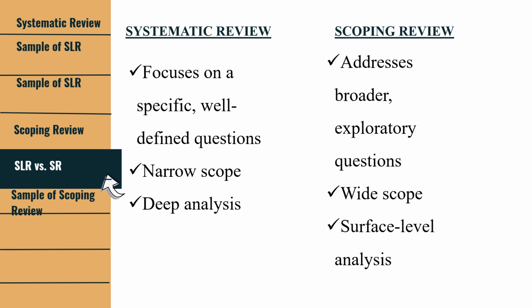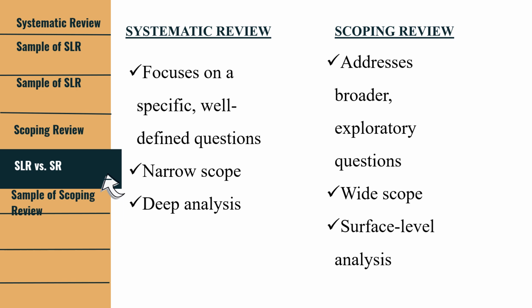Now, in systematic review, as it uses specific, well-defined questions, the scope is narrow. While on the other hand, in scoping review, the scope is wide. And in systematic review, it uses deep analysis. So the analysis is deep, it synthesizes the literature that it is reviewing, while in scoping review, the analysis is only surface level. And as I have mentioned, it is only used to map out potential research gaps for future research.